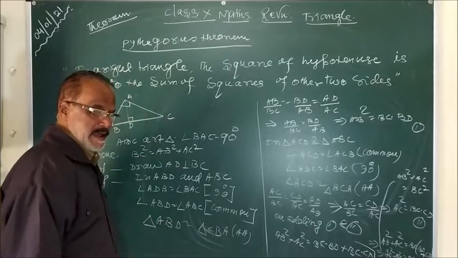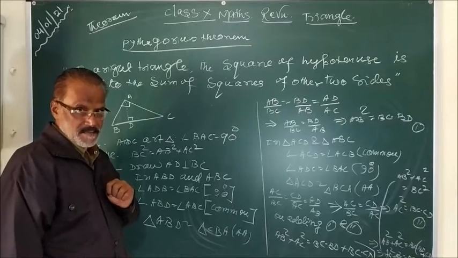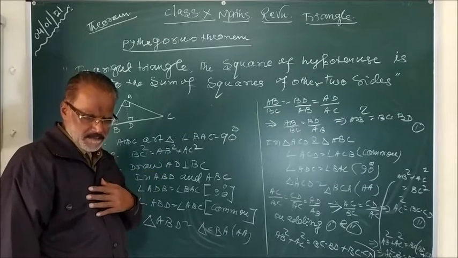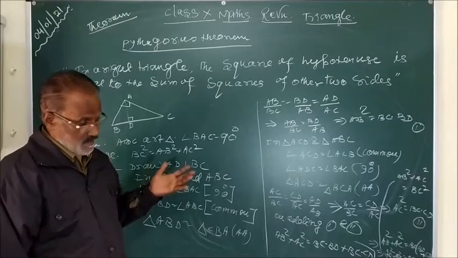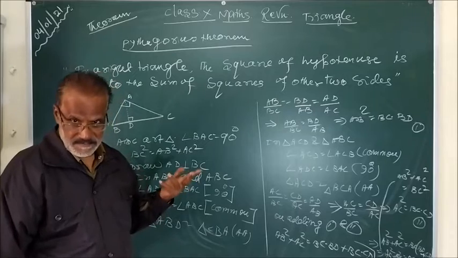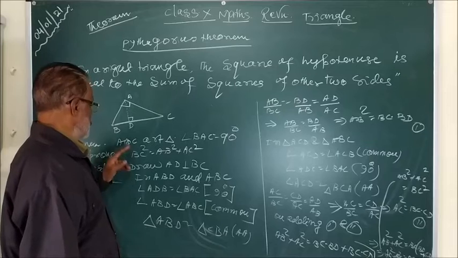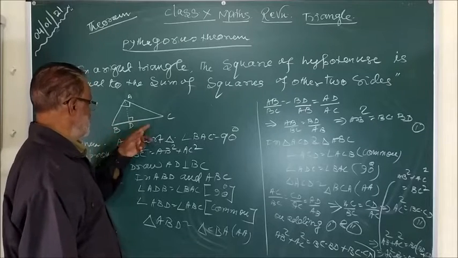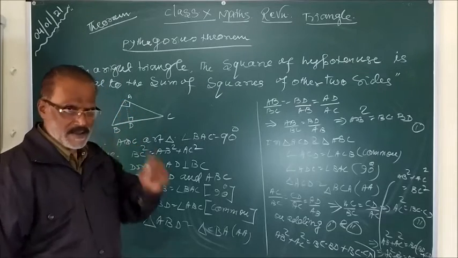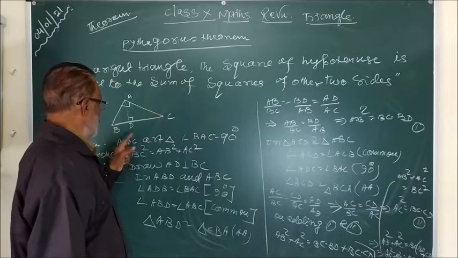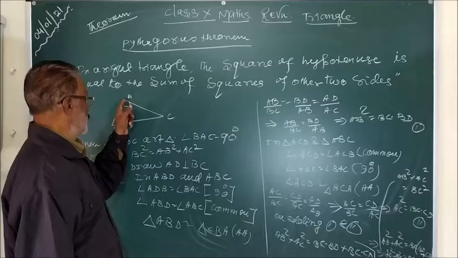This is a right angle triangle, BAC. Angle BAC is 90 degree. If you suppose a right angle, you have to tell which angle is 90 degree, otherwise all the explanation will not be perfect. So angle BAC is the right angle. So it is very clear the BC side will be the hypotenuse, the side opposite to right angle. So according to theorem, you have to prove BC square is equal to AB square plus AC square.